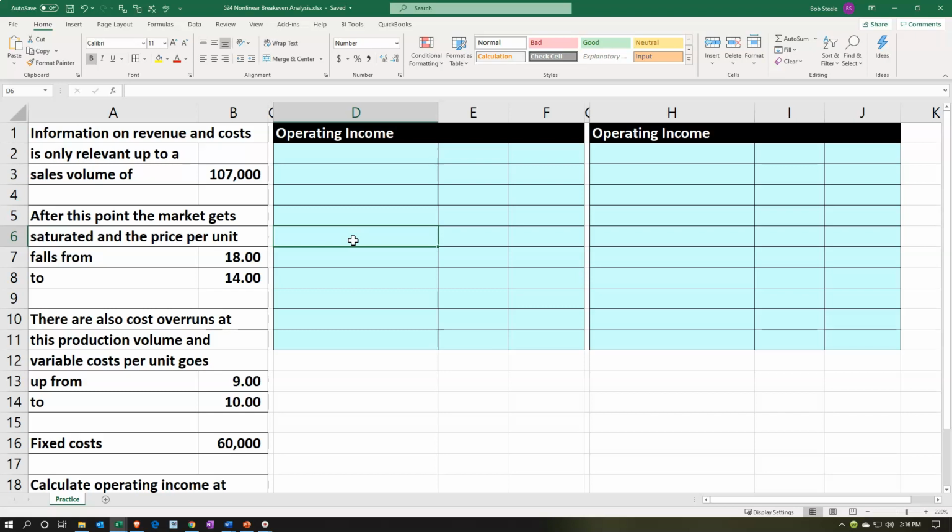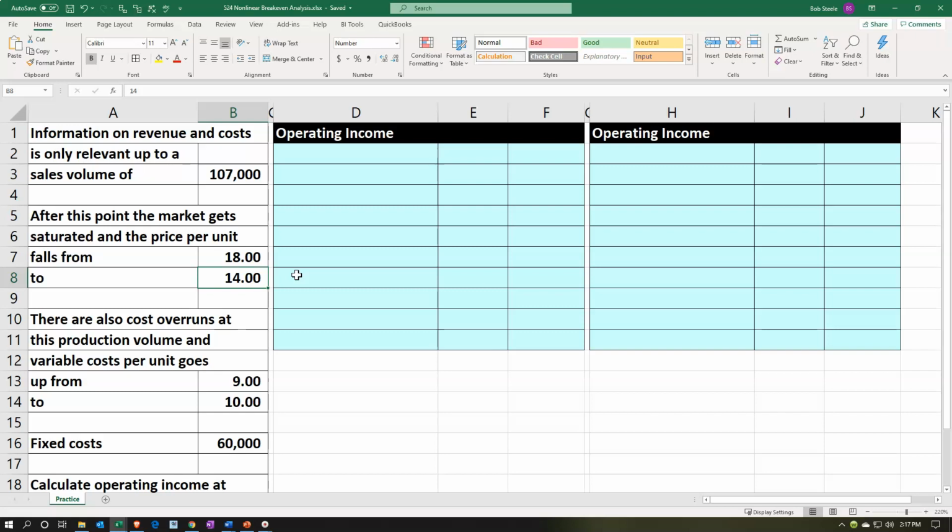So let's look at this. We got the information on the revenue and costs is only relevant up to sales volume of 107,000. After this point, the market gets saturated and the price per unit falls from $18 to $14. So after the 107,000, if we go above that point, we can't really charge the $18. If we plan on the sales going over 107,000, we're going to have to plan on $14 per unit sales. So we don't have that consistency past that point in time. How would we break that out into our analysis?